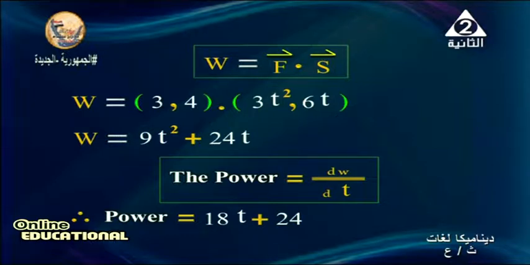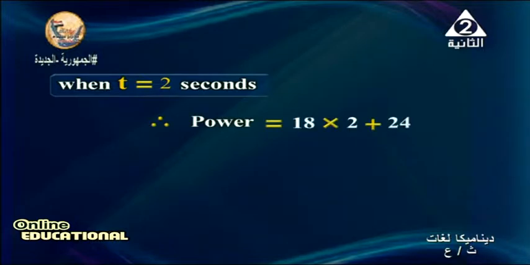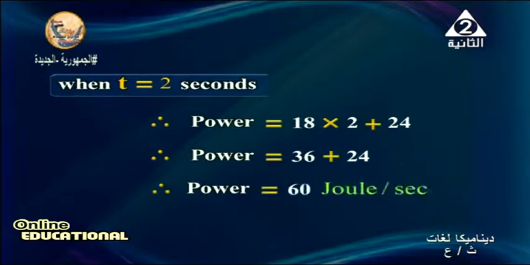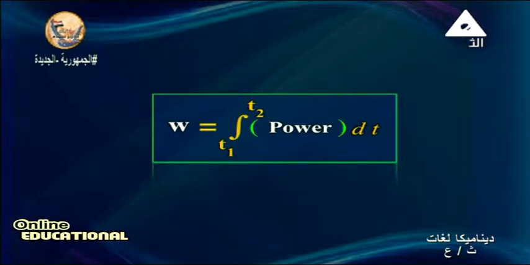Now, what is the power when t equals 2 seconds? When t equals 2 seconds, power equals 18 times 2 plus 24, power equals 36 plus 24, then power equals 60 joule per second. Dear students, note that since the power is dW/dt, then the work equals the integration of power dt from T1 to T2.